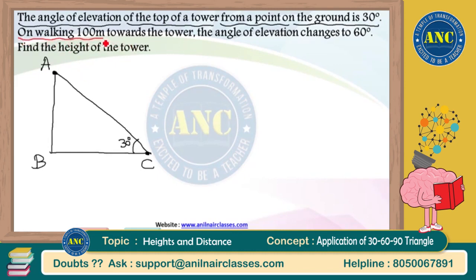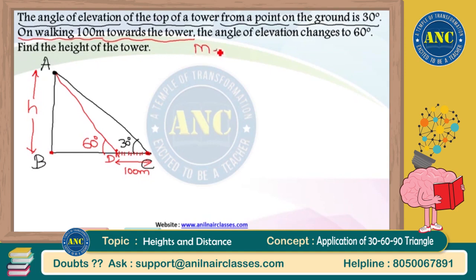On walking 100 meters towards the tower, that means AB is the tower. I am at this point right now called C. On walking, I kept on walking like this. 100 meters is what I have walked right now. So that means DC value is 100 meters. The angle of elevation changes to 60 degrees. This angle will now become 60 degrees. Find the height of the tower. Height of the tower is AB. I will call it H. I will have to find the height of this tower.